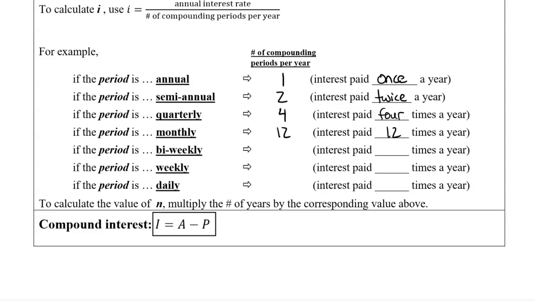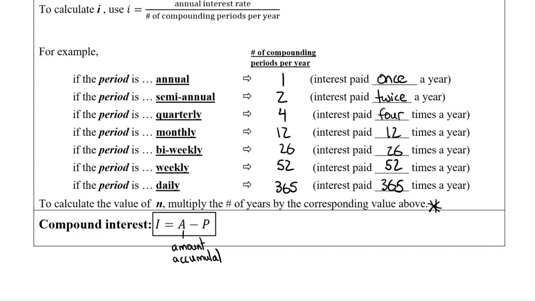Monthly means 12. Bi-weekly, 52 weeks in a year, so every other week, 26. Weekly, 52 weeks in the year, so it's 52. And then daily, 365. You could use 365.25 more precisely, but we just round that to 365. To calculate the value of n, we multiply the number of years by the corresponding value above. We'll see examples of this in a minute, but that's the example I mentioned earlier about the 2 times 4.